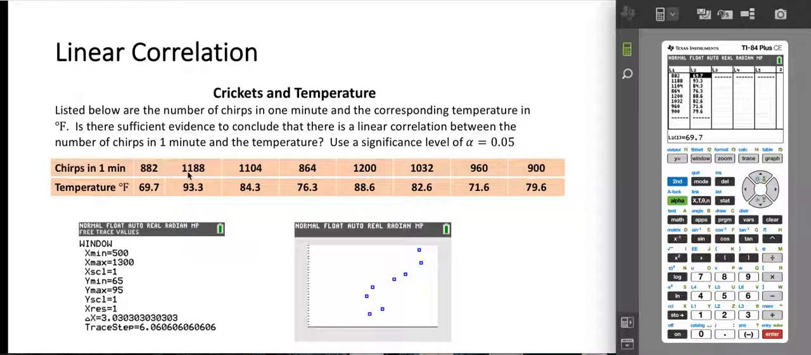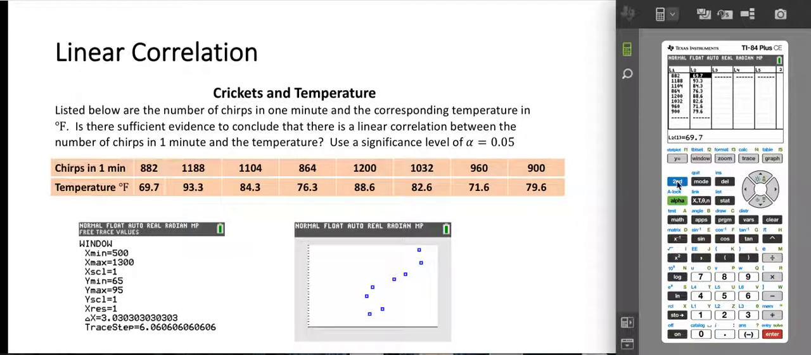It doesn't really matter if you put temperature first and then the chirps. That doesn't matter. But what does matter is that these values have to be paired. So you'll see 882 has to be across from 69.7, etc., as you go down the line. These data have to be paired. Okay, so I put the chirps in list 1. I put the temperature in list 2.